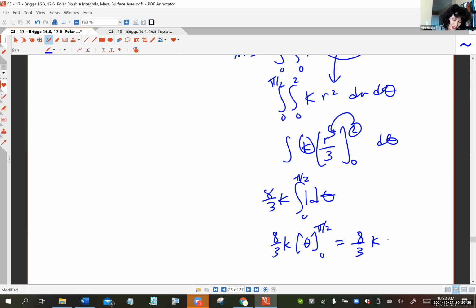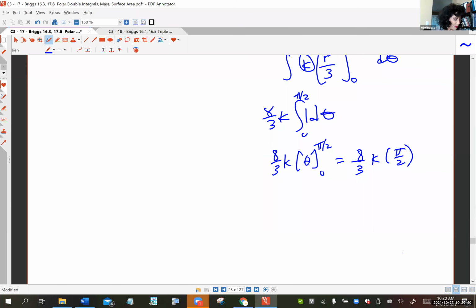And so we get 8/3 k times pi halves. And then, of course, we can clean this up a little bit, right? 8 divided by 2 reduces. Is that it? Yeah, I think so. Okay, so 4 pi k thirds is the mass of that planar lamina that's shaped like a quarter of a circle. And we're done with mass of planar laminas. We'll look at mass again for solids coming up soon, but not yet. And so that wraps up the section for mass.